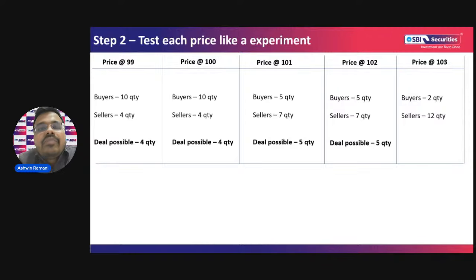So what is the maximum deal possible at 103? Now is it 12 or is it 2? Exactly, because there are only two buyers at that price. Even though sellers are 12, buyers are only two. So the maximum deal possible will be 2 here. So at 99, 4 quantities; at 100, 4 quantities; at 101, 5 quantities; at 102, 5 quantities; and at 103, 2 quantities. Now tell me, what is the price that will be set by the stadium owner?